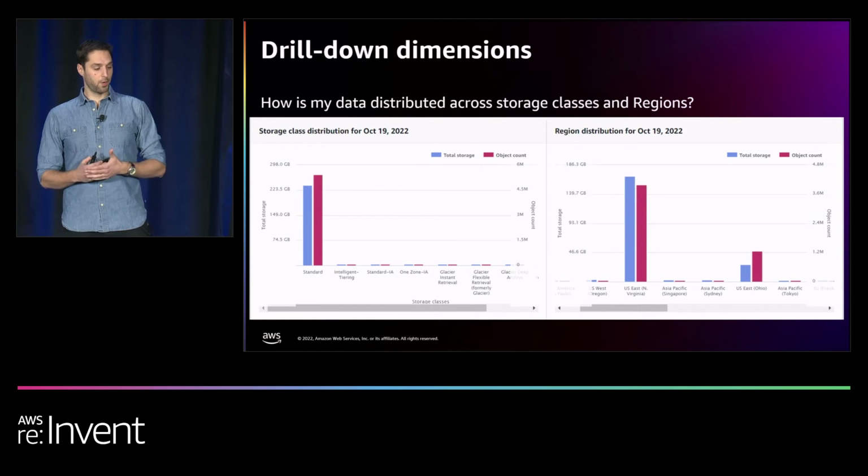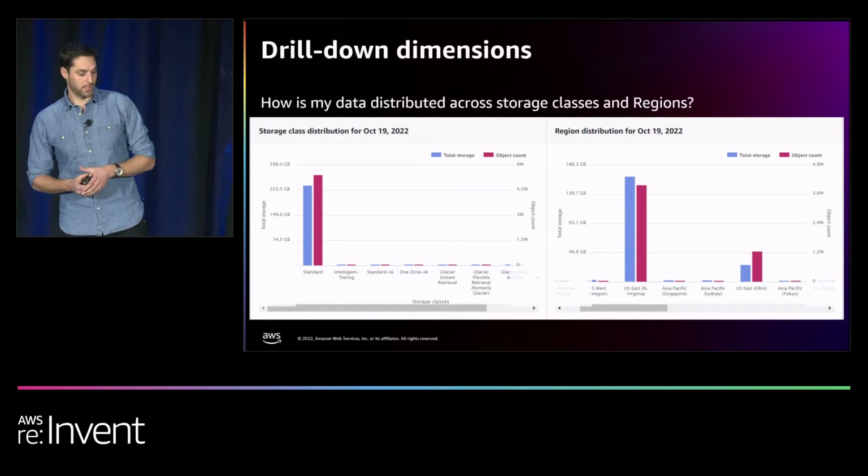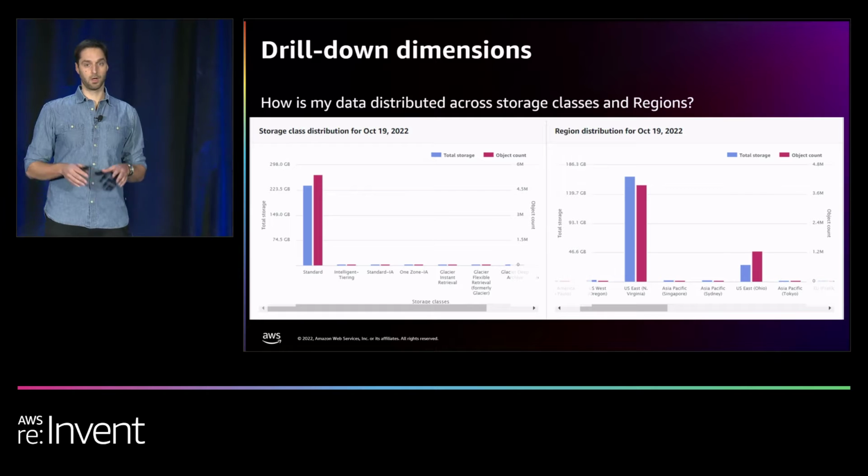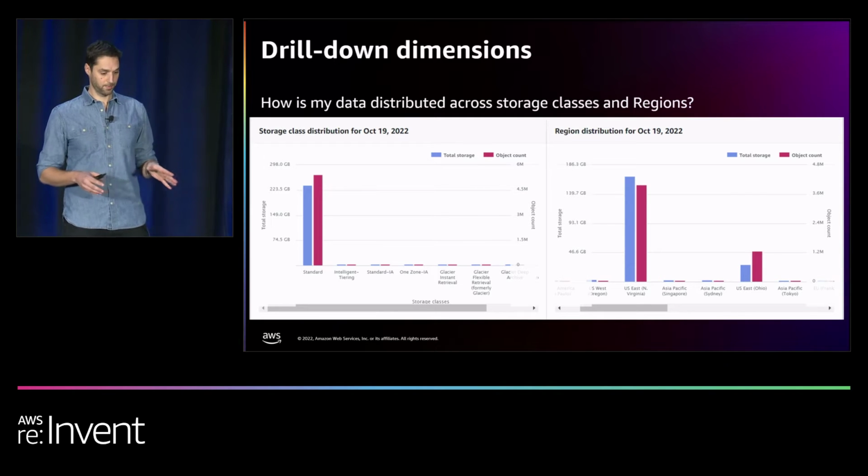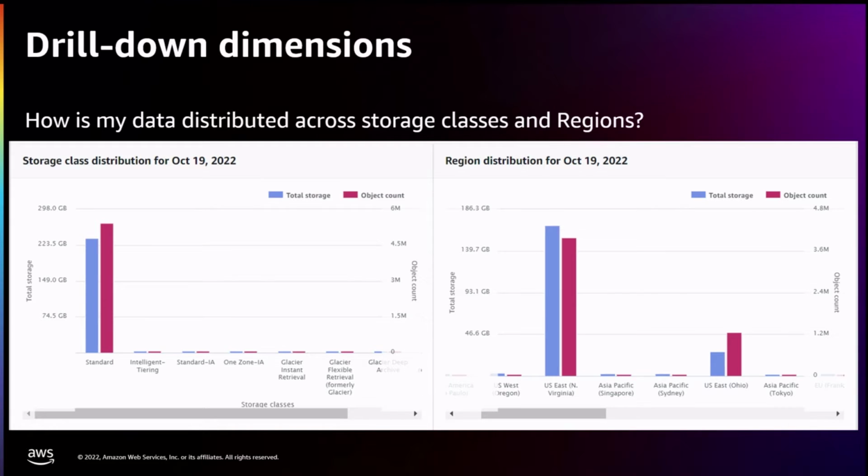So let's see how we can use these drill down dimensions to understand how our data is distributed across storage classes and regions. The blue bar represents my total storage, and the red bars represent my object count. And on the right-hand side, I can see the distribution across regions. I can see that my data is distributed across 2 regions, US East North Virginia and US East Ohio, with the majority of my data concentrated in North Virginia.